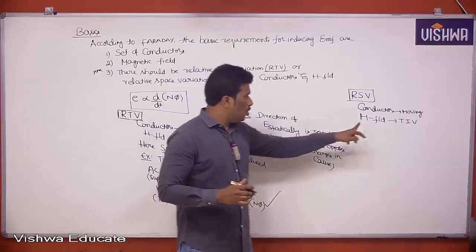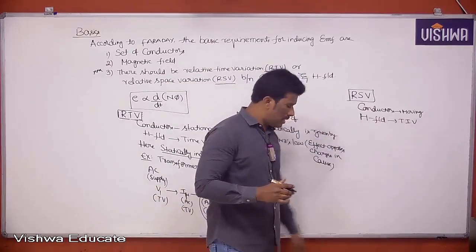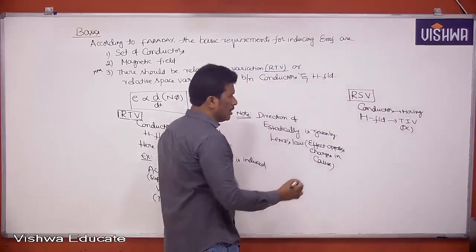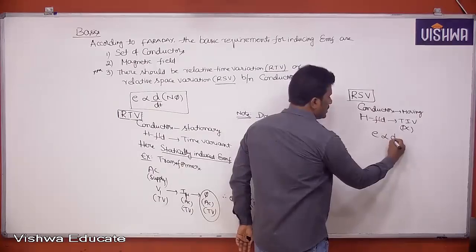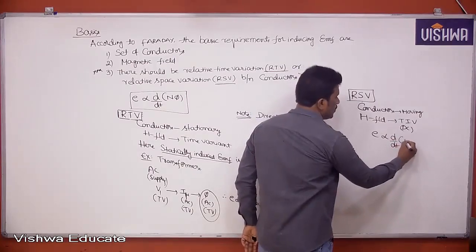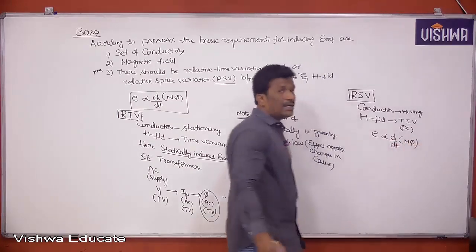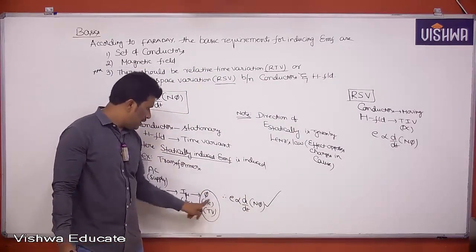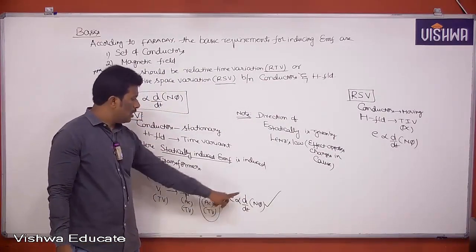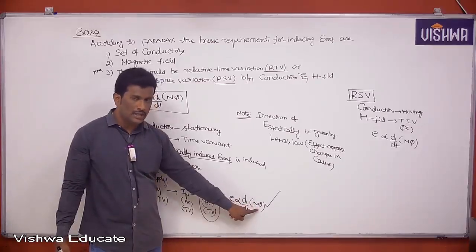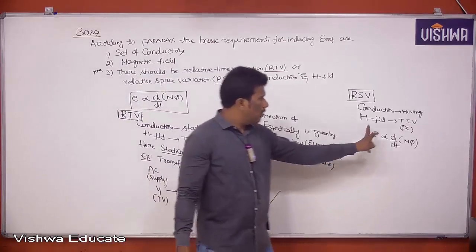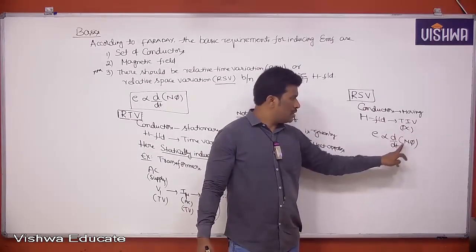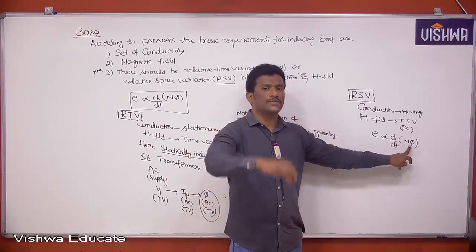Here, though magnetic field is time invariant, nothing but I can say DC, though magnetic field is DC, rate of change of flux linkage still is possible. You may get a doubt, sir. In case of static induced EMF, flux is time variant, so d by dt of N phi is possible. Like that we discussed. Now here, though magnetic field is time invariant, that is DC, rate of change of flux linkage is still possible.